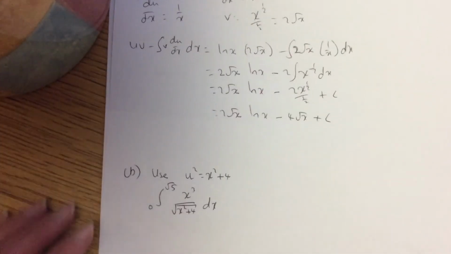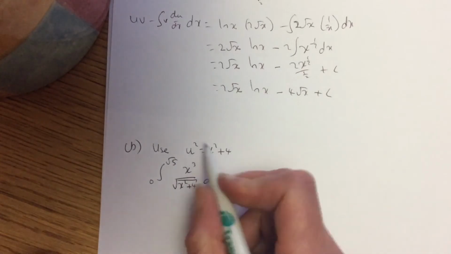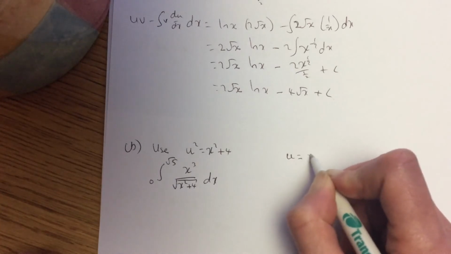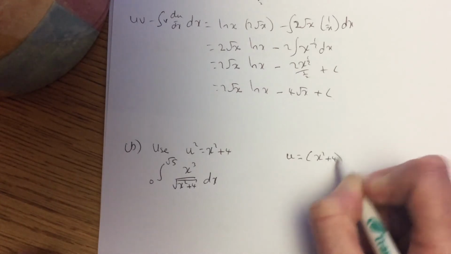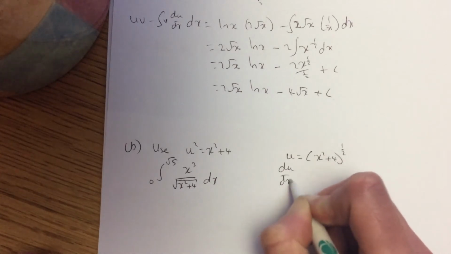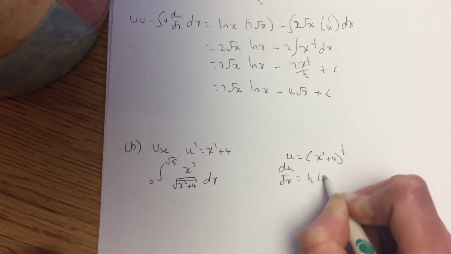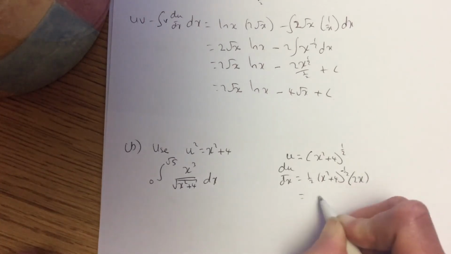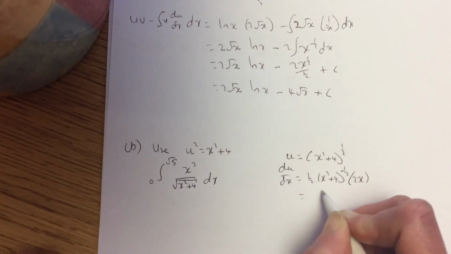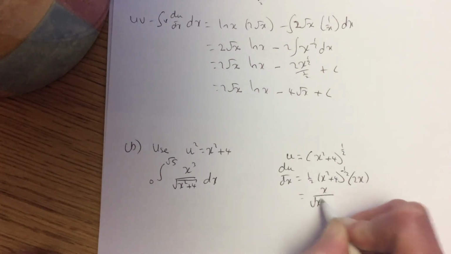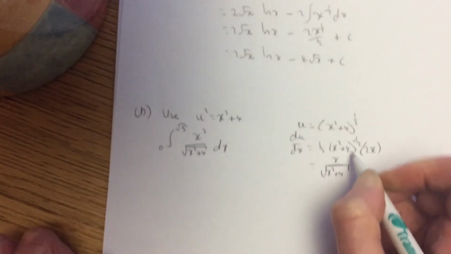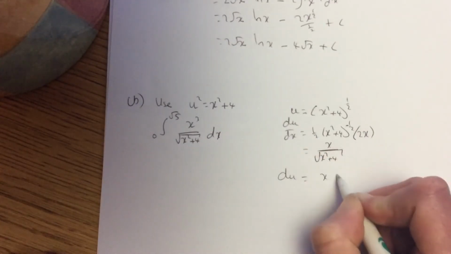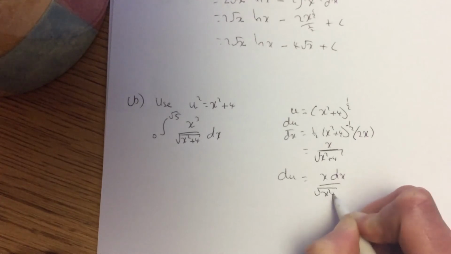Part B, it's telling you to use substitution. So you have got u equals the square root of x squared add 4. Just put to the power half. I've got to differentiate that. To differentiate a bracket, the power goes to the front, take 1 away, and multiply it by the derivative of the bracket. So when you differentiate that, those 2's cancel off, you're left with x over the square root of x squared add 4. Now if you rearrange that, you get du, just bringing that dx over, equals x dx over the square root of x squared add 4.